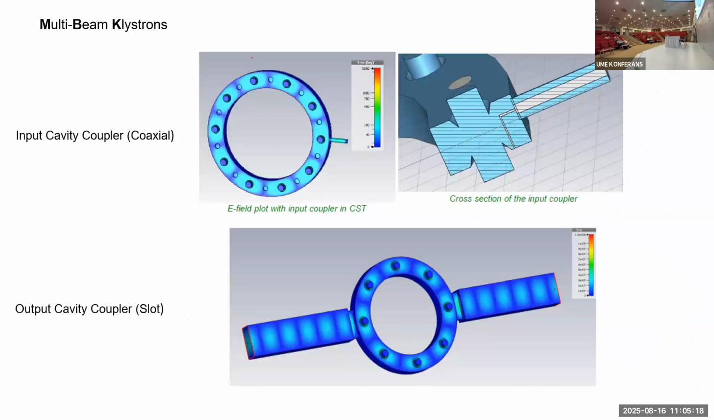This is the input cavity. The outer point here is an input buncher. All of them have a single exciting input here. Turn around this one. And the input coupler cross section. Single one. And this is the output coupler.